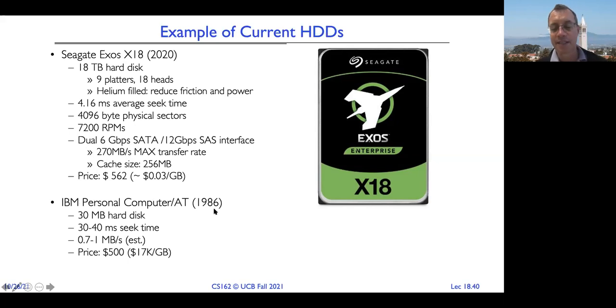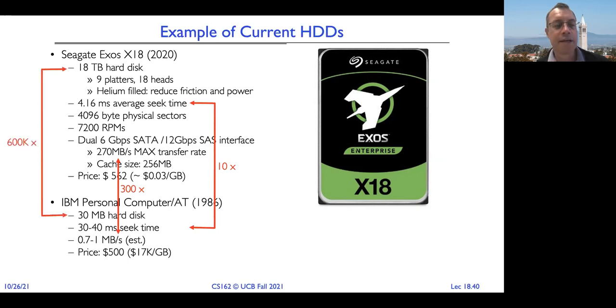Now let's compare with the IBM personal computer drive, the first drive. So the seek time is 10 times better, the transfer time is 300 times better, but the capacity is 600,000 times better. And the cost is almost the same, so per capacity it's 600,000 times better. This is the progress we were able to get in 36 years. It's quite impressive.